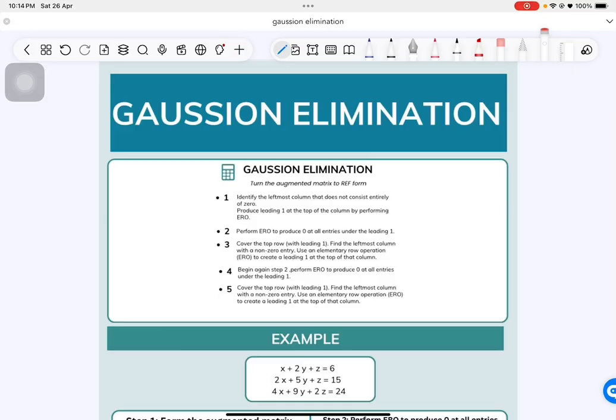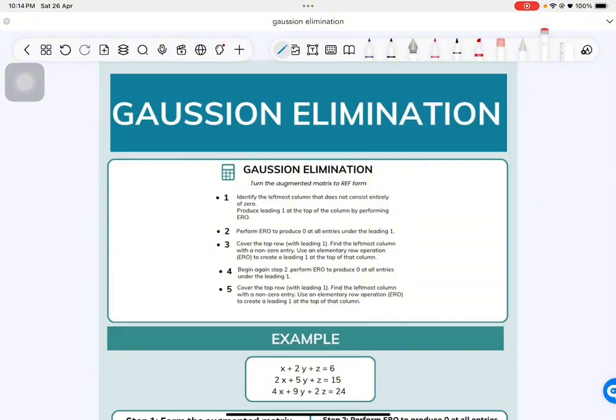Find the leftmost column with a non-zero entry. Use an elementary row operation, ERO, to create a leading one at the top of that column. Fourth, begin step 2 again. Perform ERO to produce zero at all entries under the leading one. Last one, we need to cover the top row with leading one, find the leftmost column with a non-zero entry. Use an elementary row operation, ERO, to create a leading one at the top of that column.